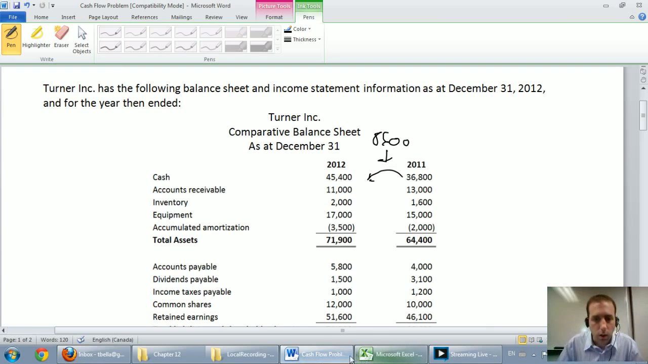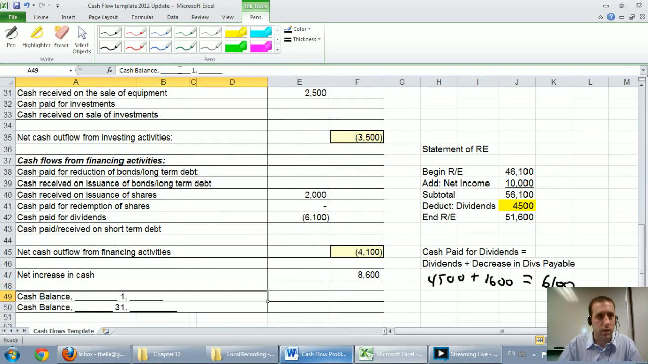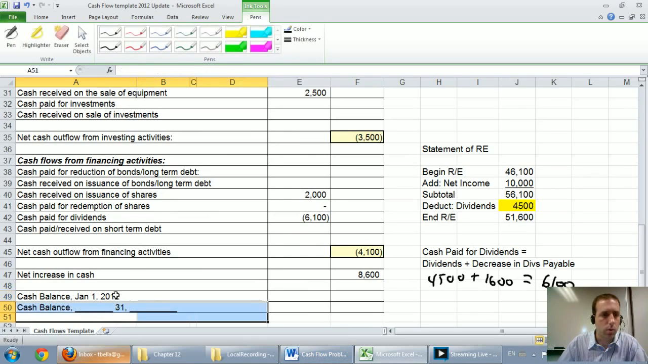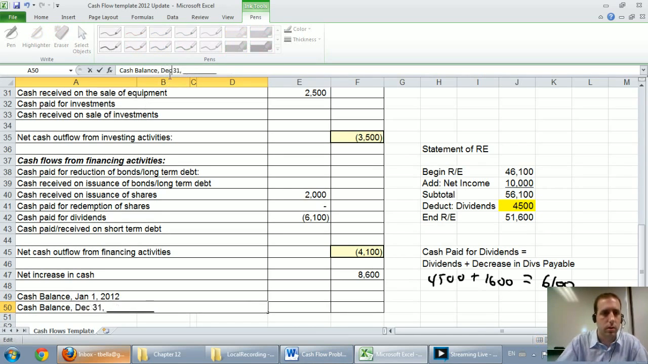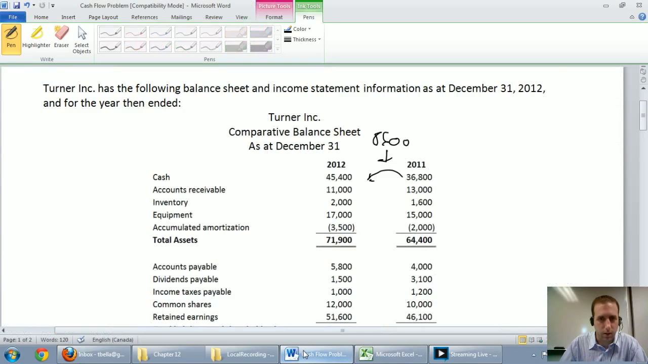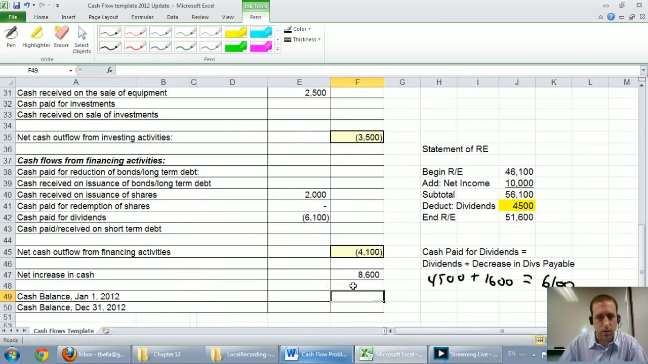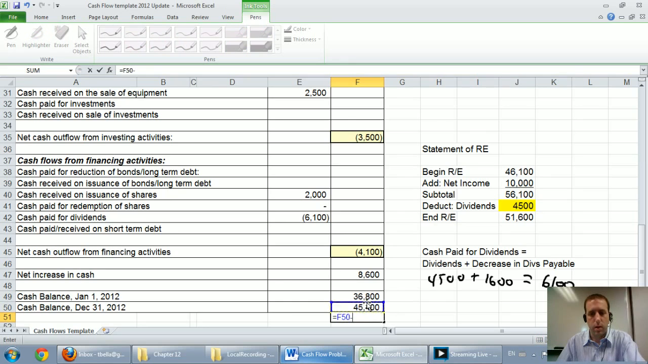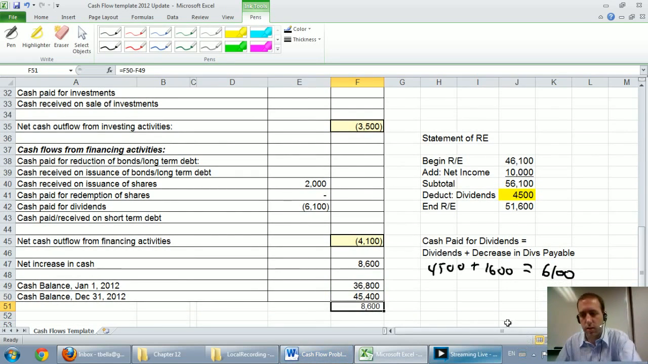increase. So all we do at the bottom of our cash flow statement is we say, okay, what was our cash at the beginning of the year, January 1st, 2012? What was our cash at the end of the year, December 31st, 2012? And did it in fact increase by the amount we said it did? We've just said it went up by 8,600. Well, we'll double check it at the bottom. 36,800 to 45,400. And just a quick Excel will tell me that it changed by 8,600. Now, I don't actually put that amount in. You can just eyeball it and see that, yes, we've gone up by 8,600.